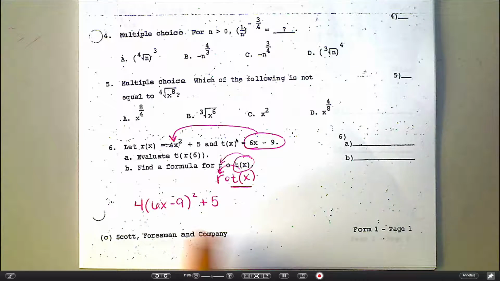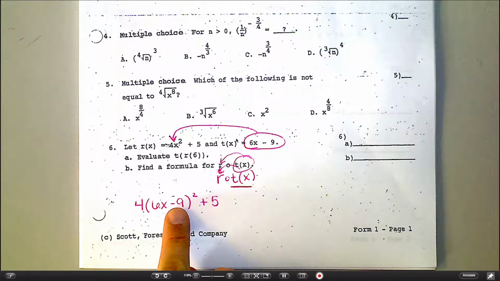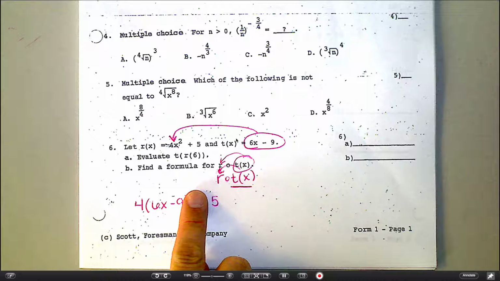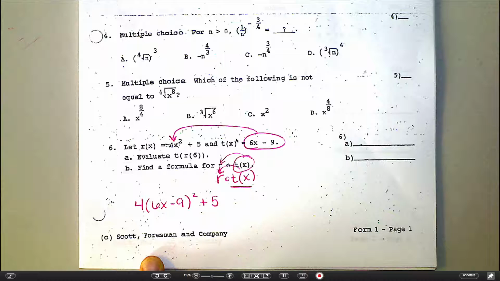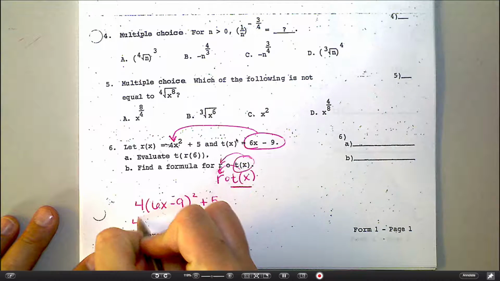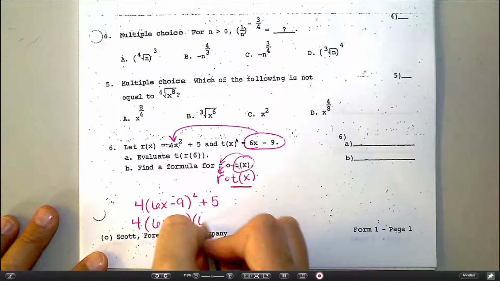Now, to evaluate this, this 6x minus 9 squared, you're going to have to FOIL that. Do you need to see me FOIL? No. But for B, since it just says find the formula, is that the answer, or do we have to do all the steps to figure out what the x would equal? You don't have to figure out what x would equal. I would simplify it. So I would FOIL, like 6x minus 9 times 6x minus 9.